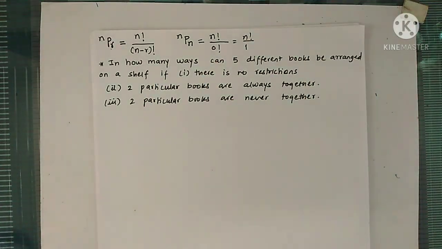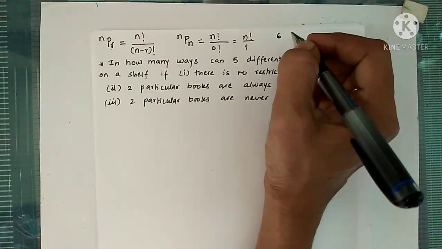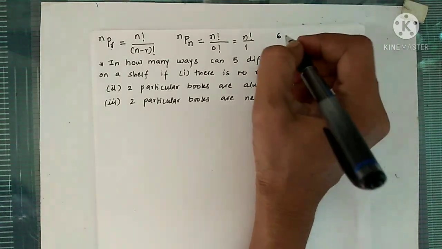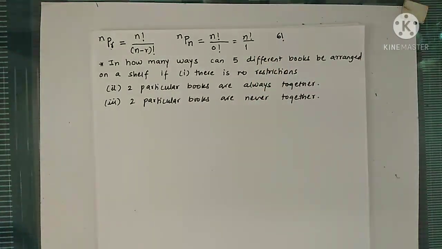So if we want to arrange all the objects at a time, then the number of arrangements is n factorial. For example, if we want to arrange 6 objects at a time and 6 objects are given, then those number of ways is 6 factorial. If it is 4 objects, then in 4 factorial ways we can arrange all the 4 objects. Okay, so considering this, now let's solve some questions based on this.